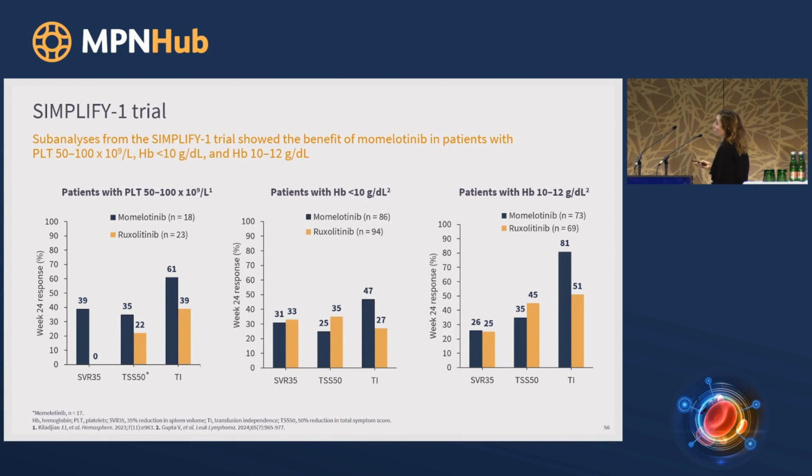Similarly, for patients with a mild thrombocytopenia with platelet count between 50 and 100,000, you can observe that only patients randomized to momelotinib have a spleen response, in 40% of patients, and also in this case, the transfusion independence rate is in favor of momelotinib-treated patients.